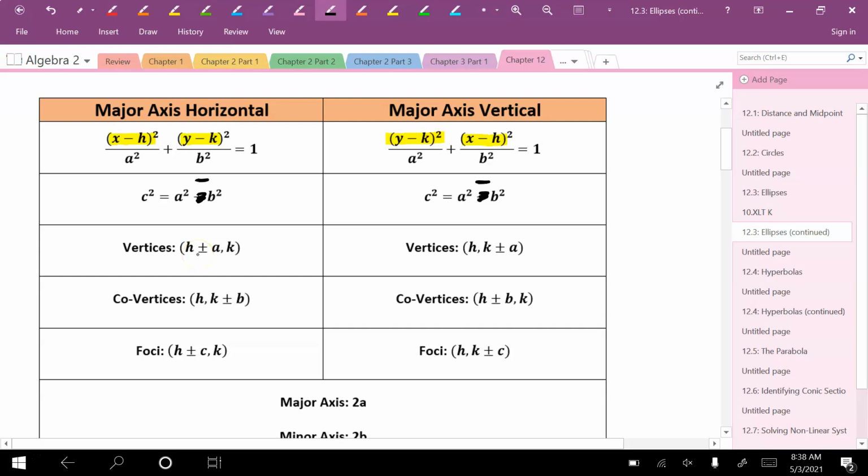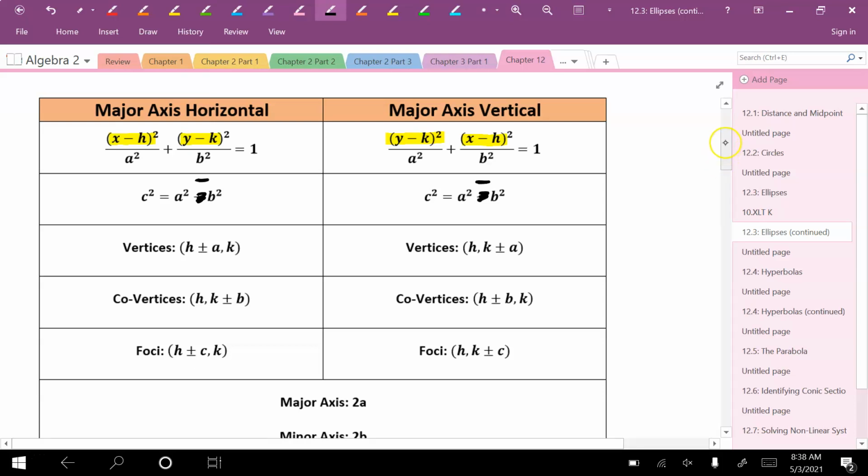So for example, if my a squared value is the largest and there's the x above it, to find my vertices, I'm going to do the h portion of my center plus or minus my a value, and then the k. For my co-vertices, it would be your h by itself, then your k portion of your center plus or minus your b, and then your foci is h plus or minus c, and then k. So again, you'll just want to make sure that you can identify which side of the chart we're using so that it can guide you in how you find all of these things.